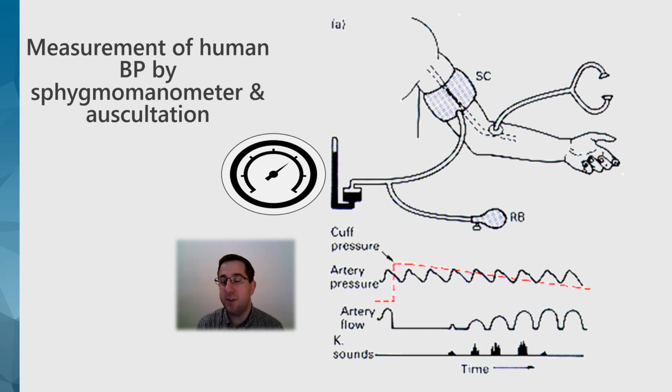So here's a picture of that system. The cuff occludes the artery. You then allow the air back out of the cuff. So you pump air into the cuff to occlude the artery, allow the air out slowly, reducing the pressure, and then gradually the pulse will come back through.